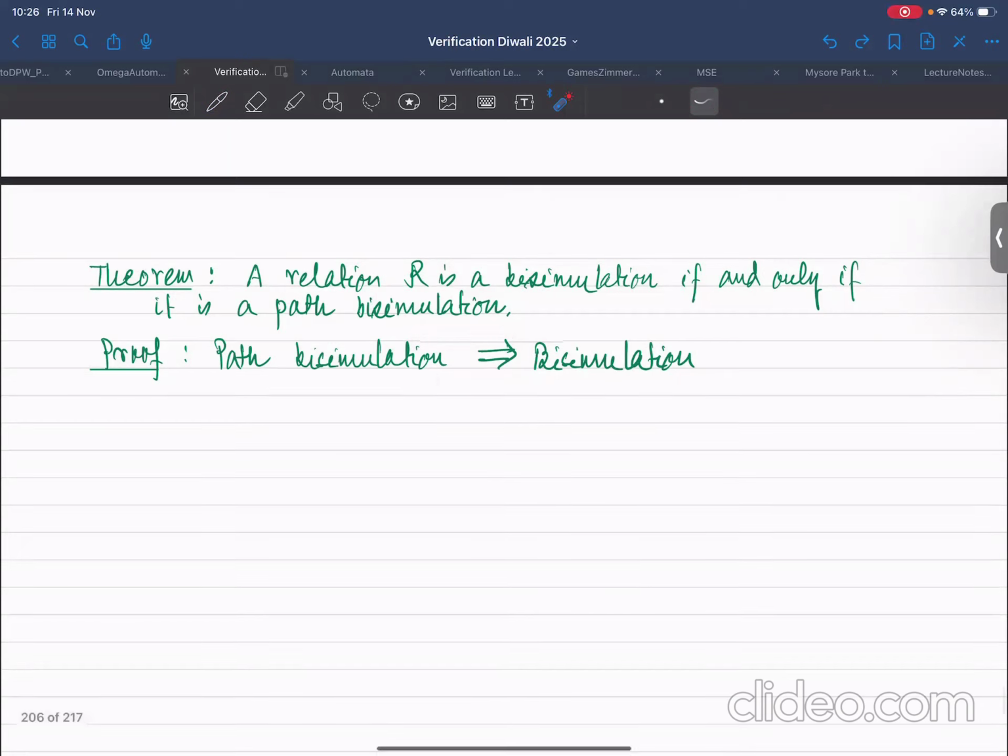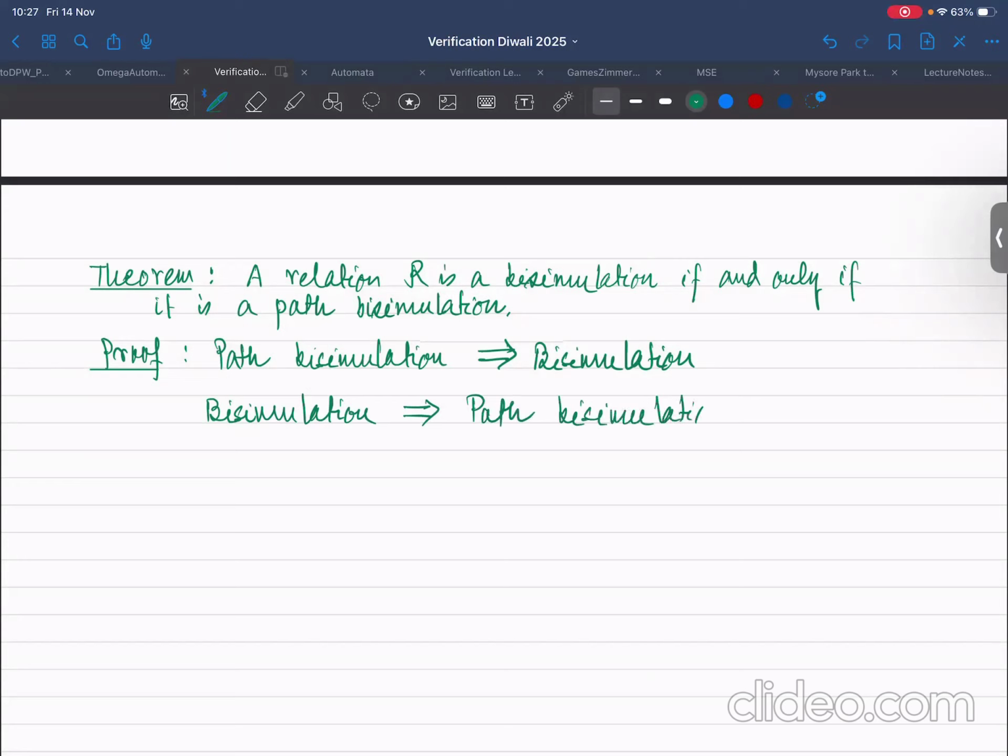Right? So if you just talk about path bisimulation, if you restrict to paths of length 1, essentially you get bisimulation. So this direction is fairly straightforward. Okay, so what about the other direction? If you have bisimulation, it implies path bisimulation. So how do you prove such a thing?